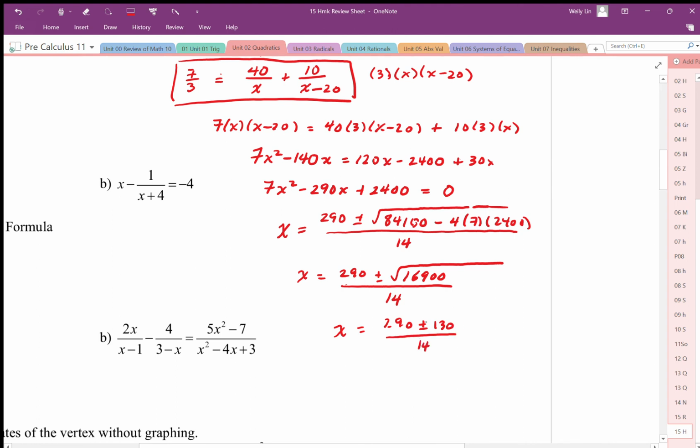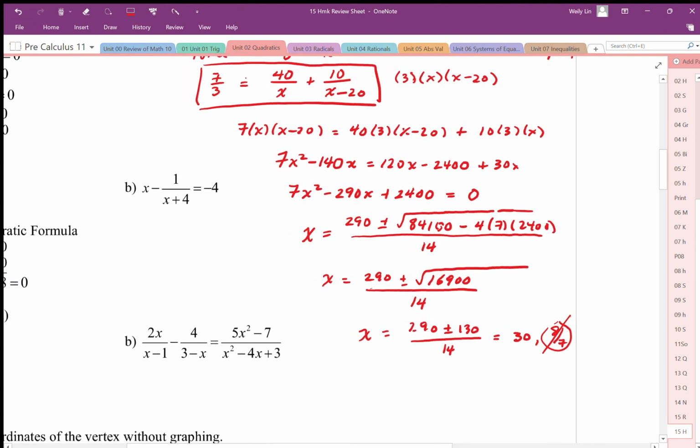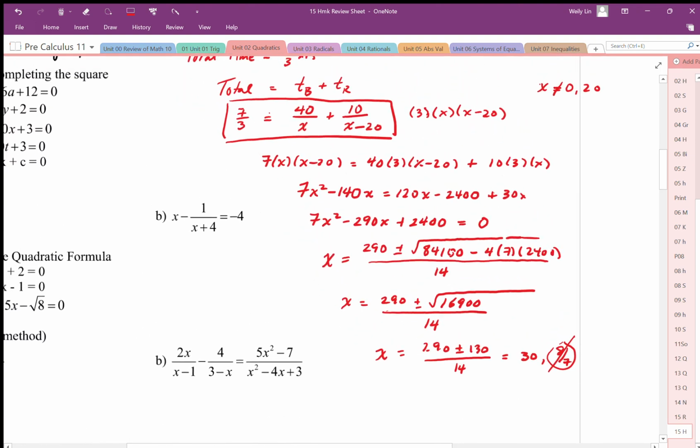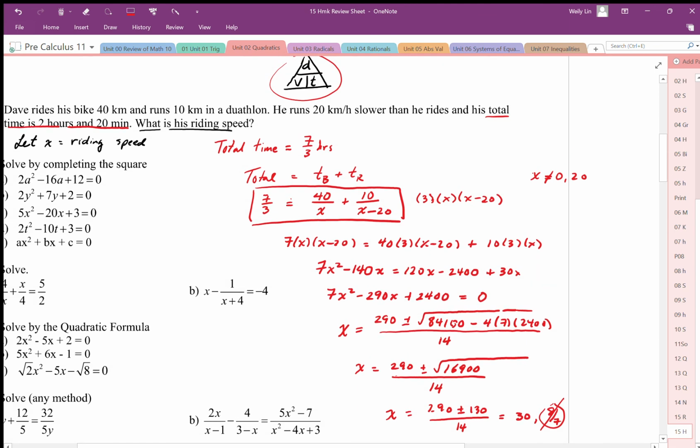So that's going to be 420 divided by 14, which is 30 kilometers an hour. And 290 minus 130 is going to give me 160 divided by 14. So that's going to be 8 over 7 kilometers per hour. So that's far too slow. We're going to eliminate that. So the answer we're going to end up with is 30 kilometers an hour is going to be the riding speed that we're looking for. Okay, so we'll use that one as our solution, 30 kilometers an hour.